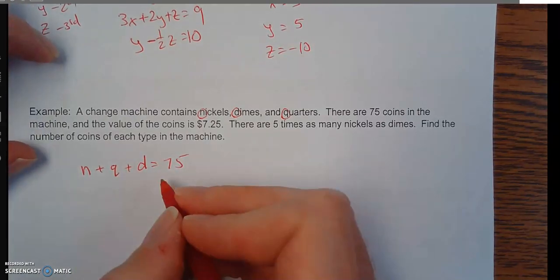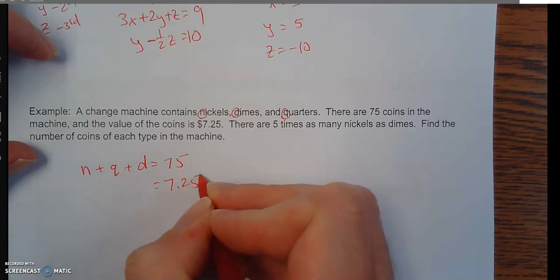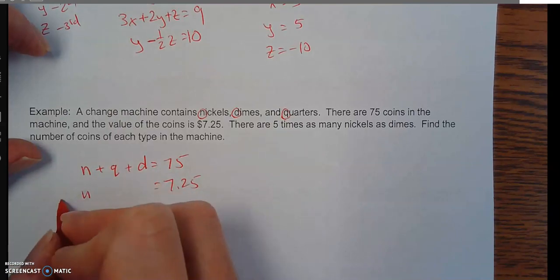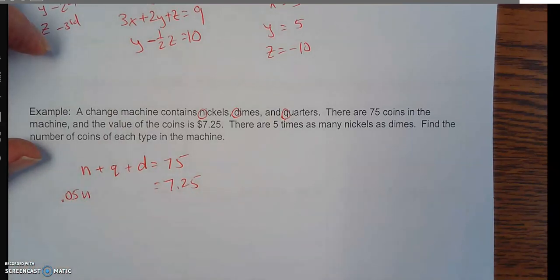Then it talks about the value being $7.25. So now I have to put a value on them. For a nickel, I take the number of nickels times 0.05, because that's what they're worth.